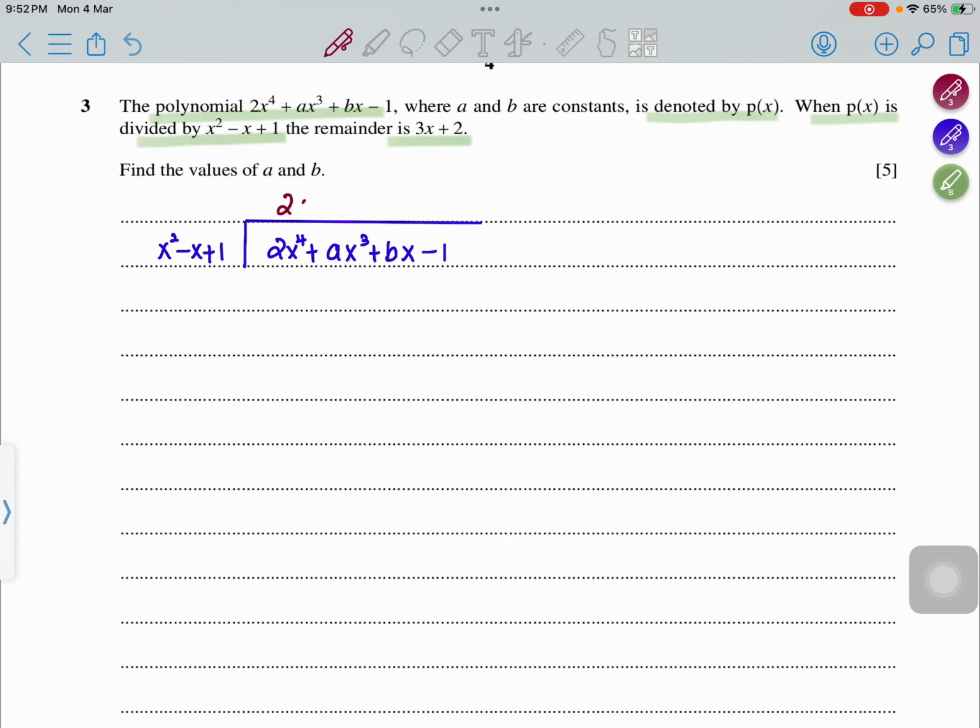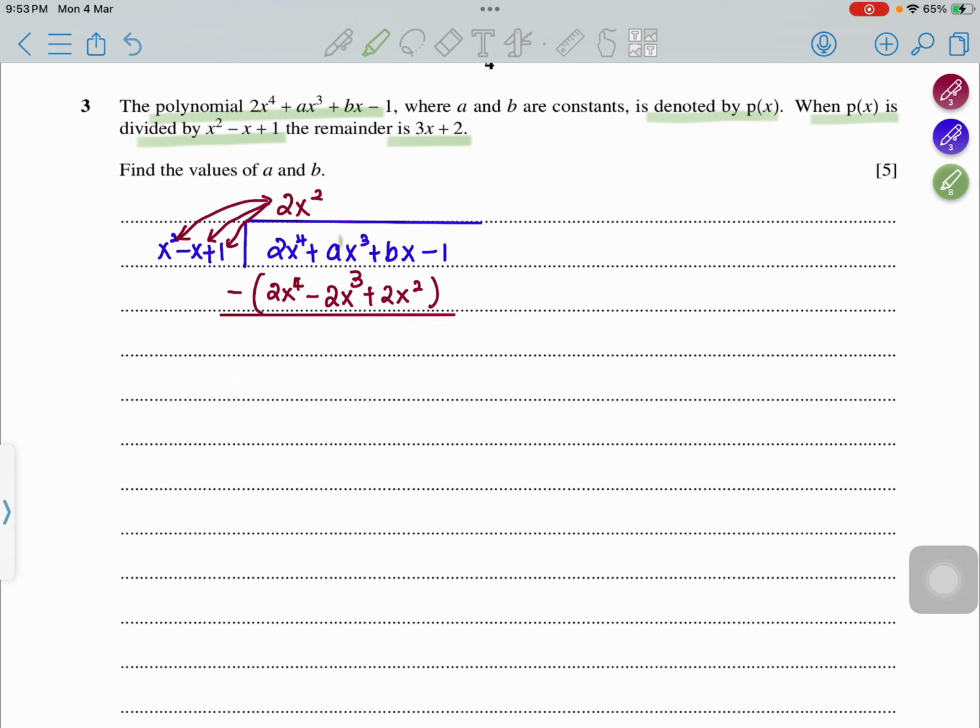Now you need 2x squared. Only then when you multiply you're going to get 2x to the power 4. Okay, you do the next one now. You're going to get minus 2x cubed and the last one will give you plus 2x squared. Is this method easy for you? If yes, then this is for you. Okay, make sure you put a minus and a bracket so that you avoid any possible careless mistake.